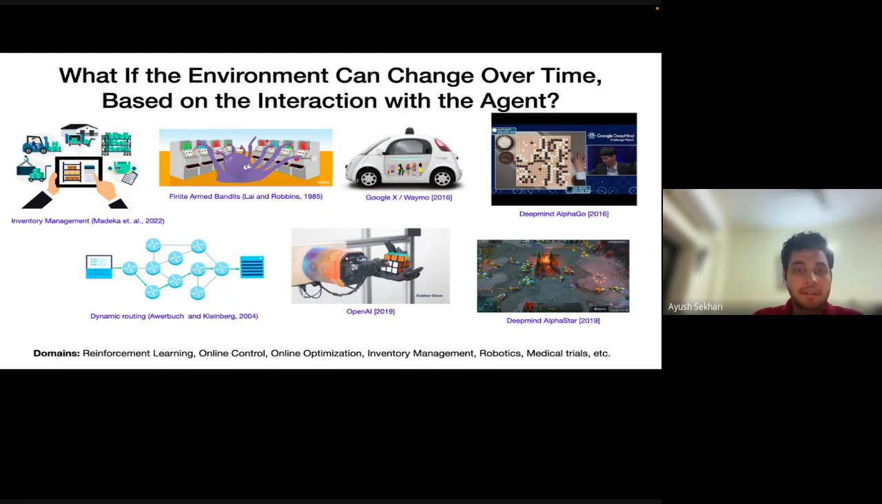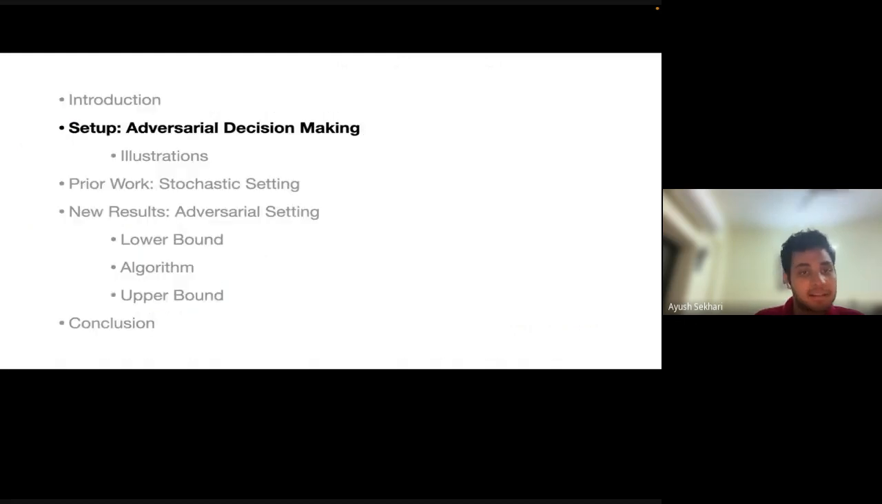Towards that end, here is the itinerary for the talk. I'll first start by giving the setup of adversarial decision making and provide illustrations showing the generality of this framework. Then I will go into some prior work in the stochastic setting, and then eventually go into the new results for the adversarial setting. First discussing the lower bound proof, then providing the algorithm, finally some proof sketch for the upper bound, and then we will conclude with some semi-technical discussion.